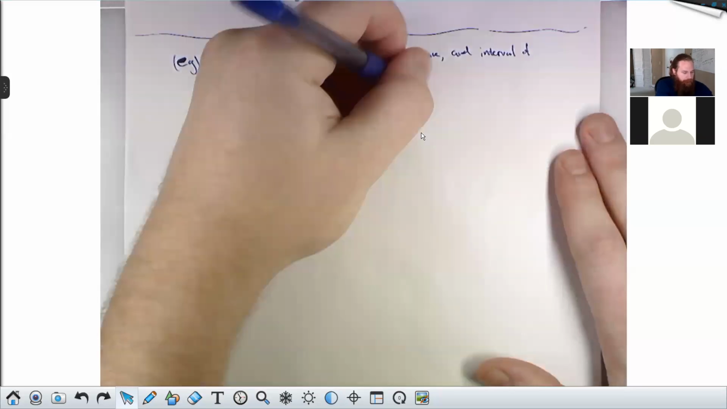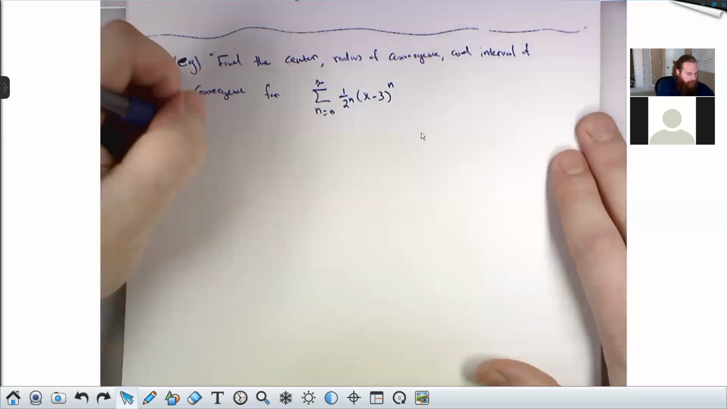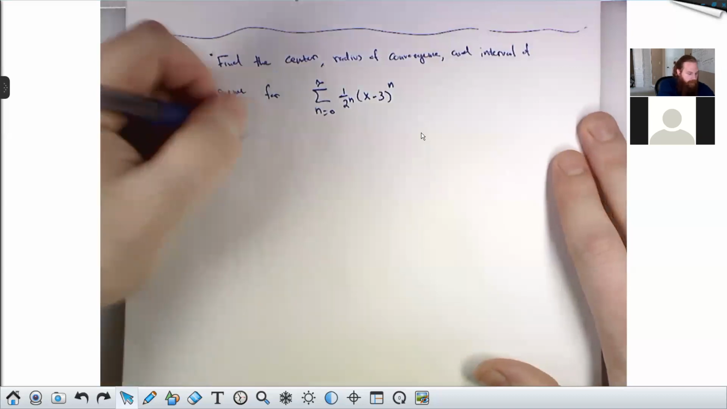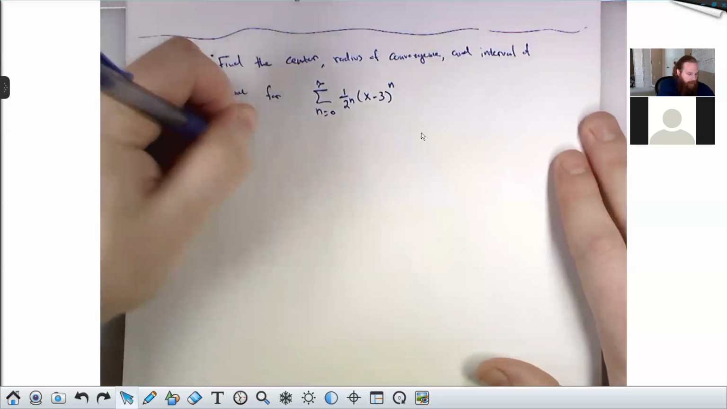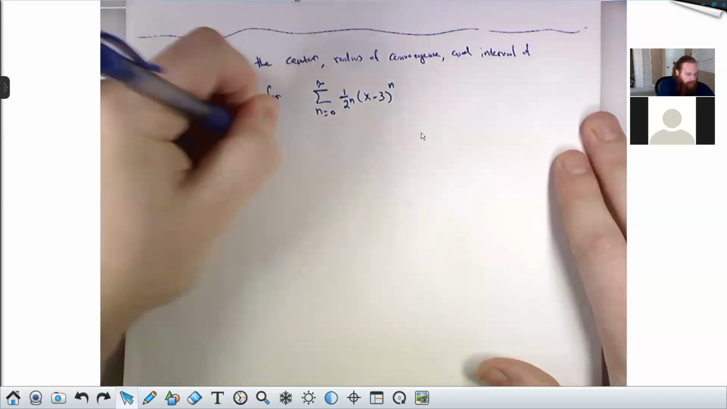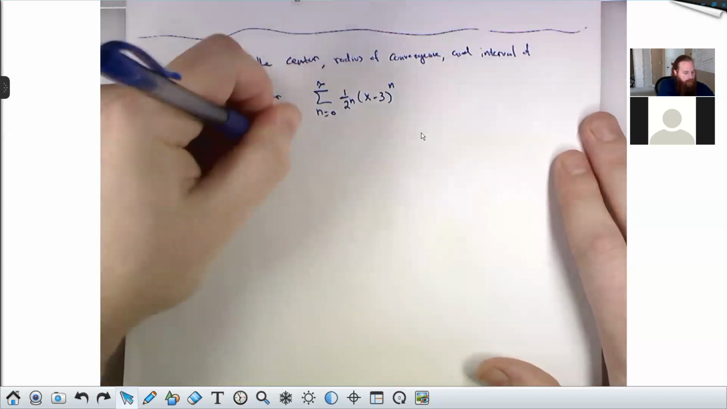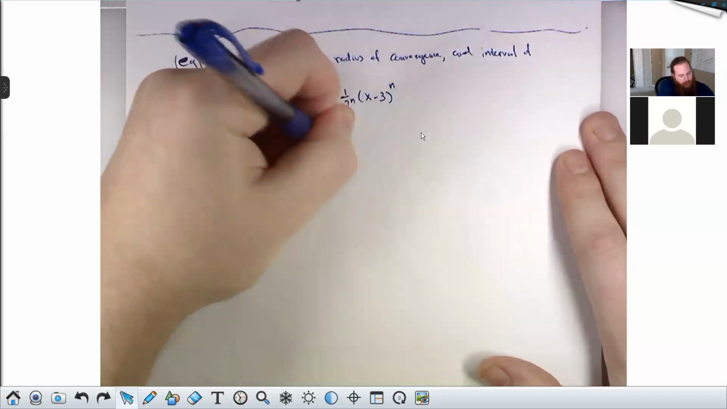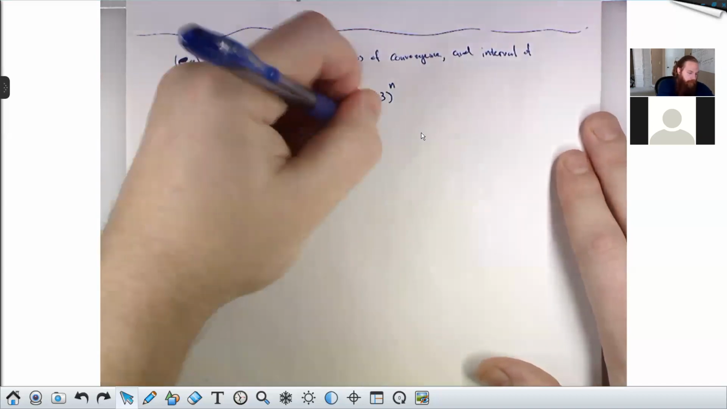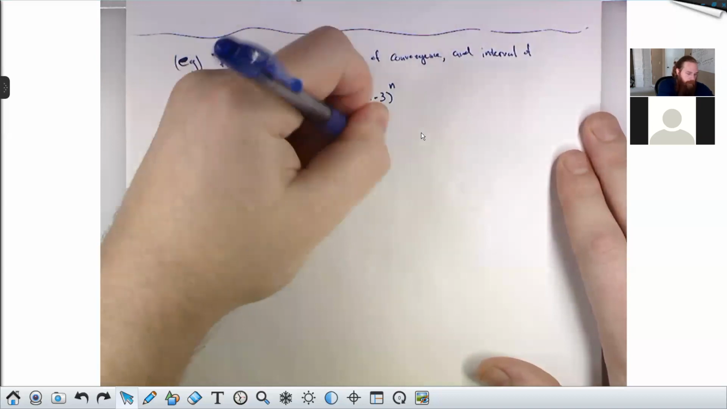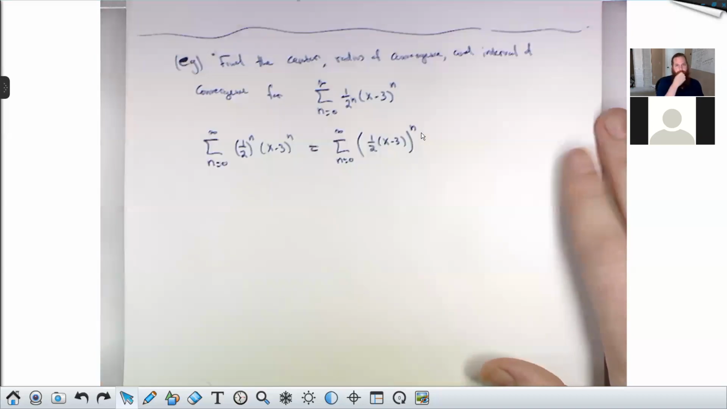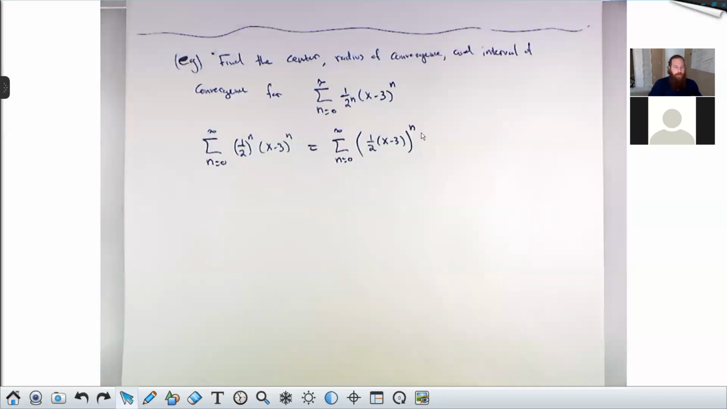But your first step is to recognize, the easiest way to solve this one is to recognize that this is the same as 1/2 to the n times x minus 3 to the n, which is the sum from n equals 0 to infinity of (1/2 times x minus 3) to the n. This is actually geometric.